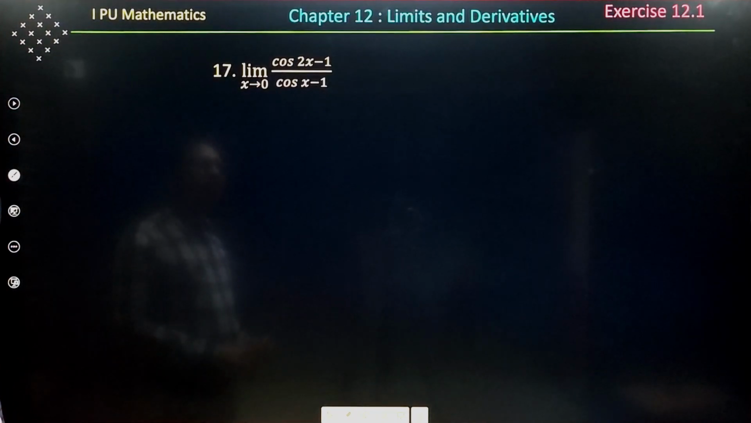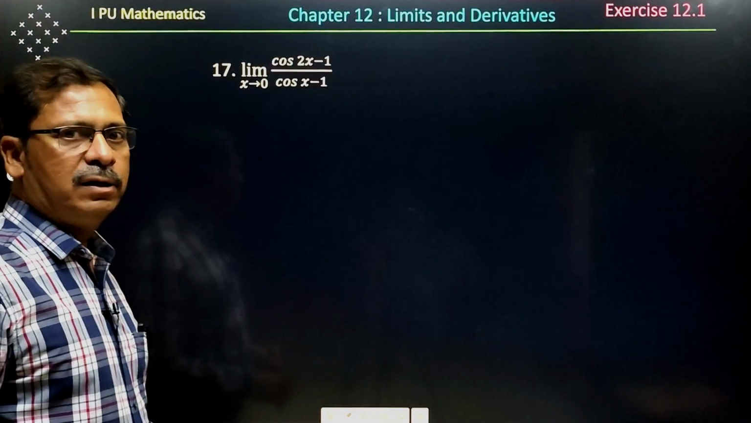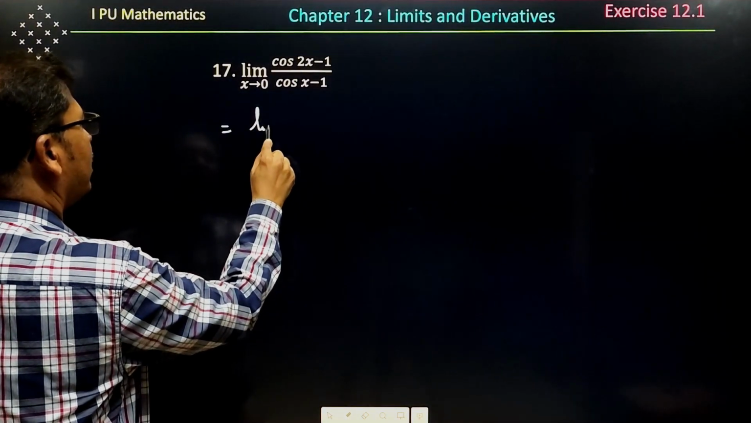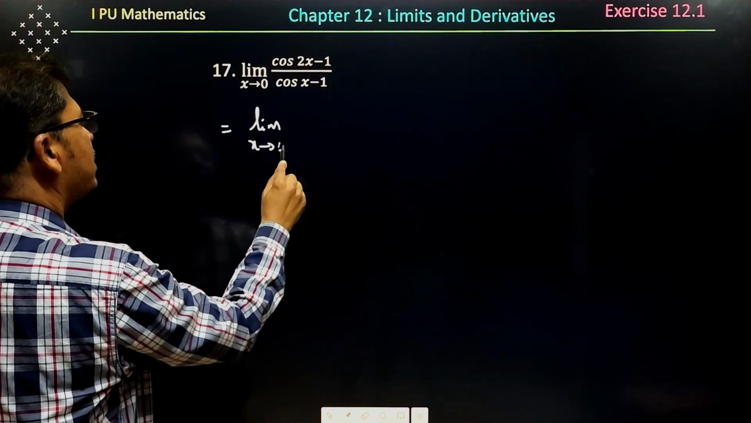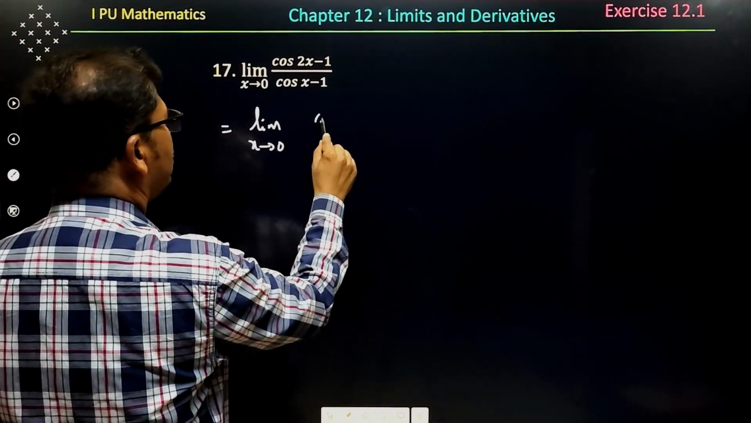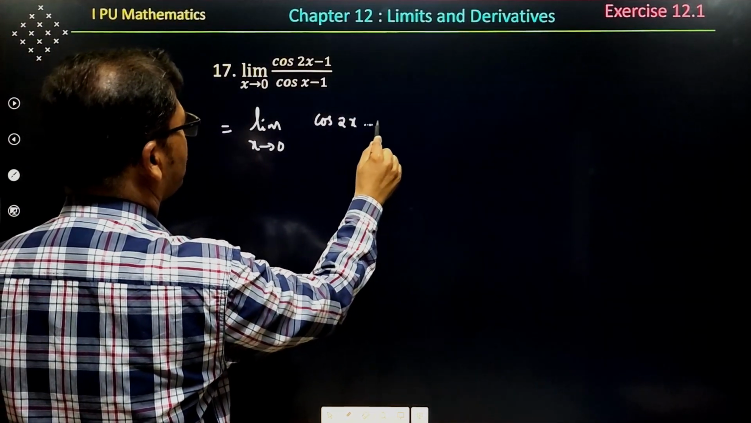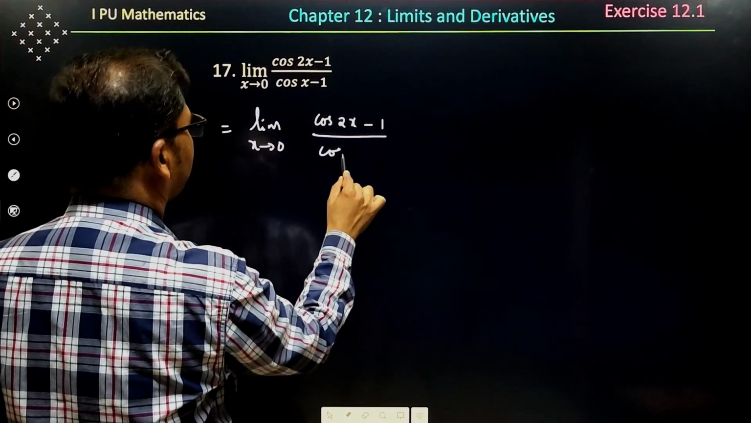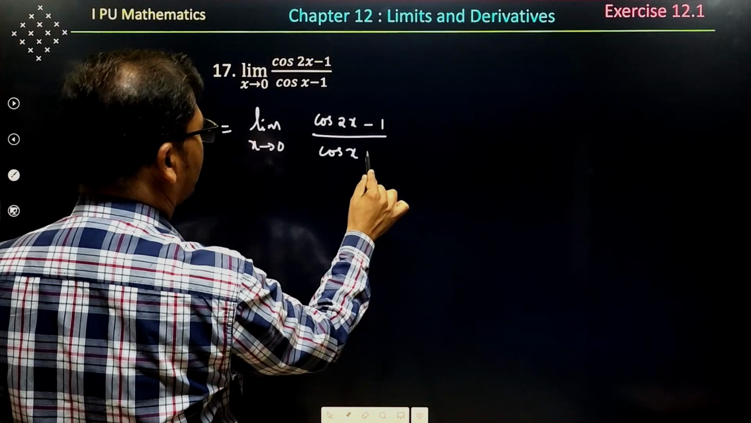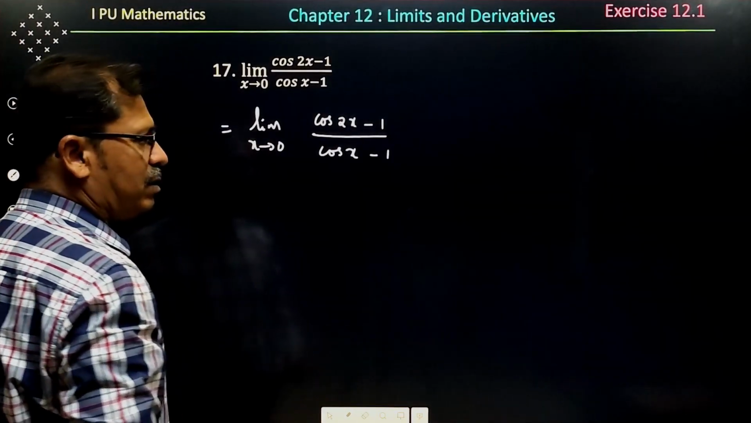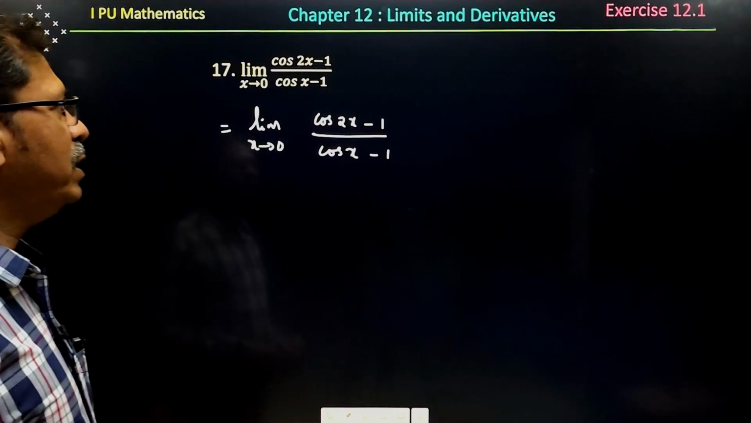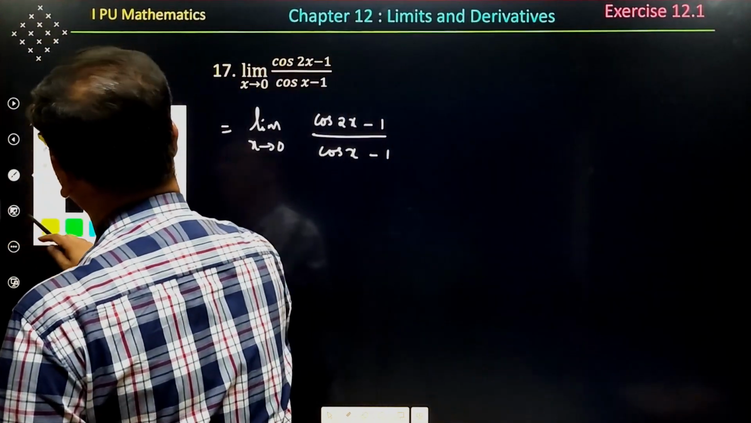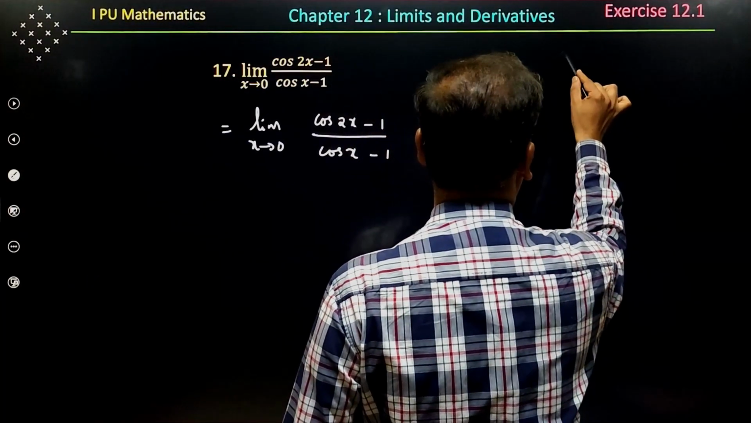Now next question, somewhat interesting. Please observe here, somewhat lengthy also. Limit x tends to 0, cos 2x minus 1 divided by cos x minus 1. See, for cos 2x there are three results. In trigonometry we have studied all those results, I would like to recall.